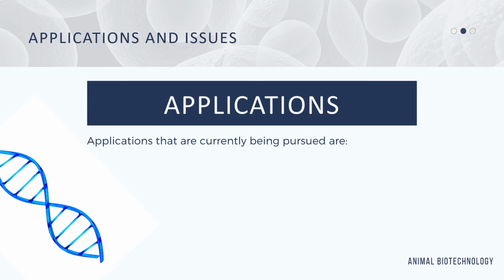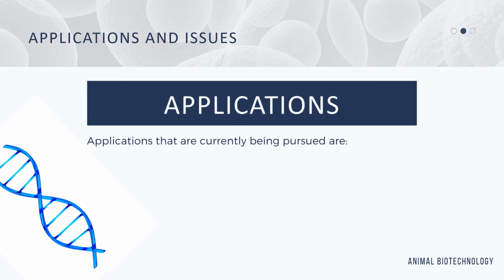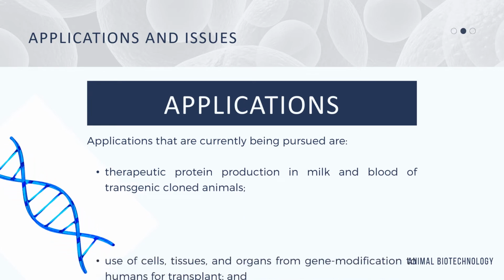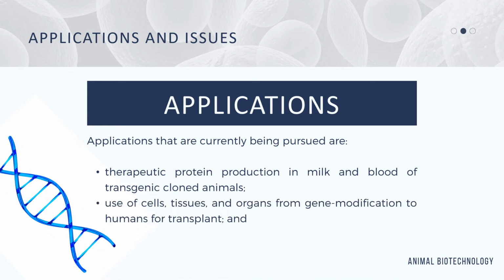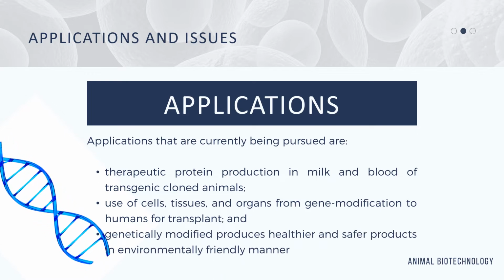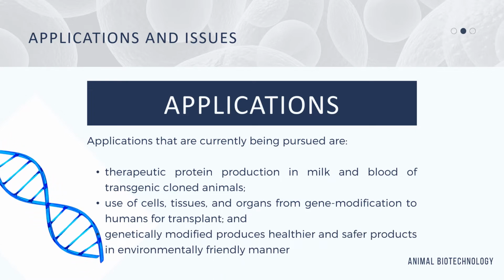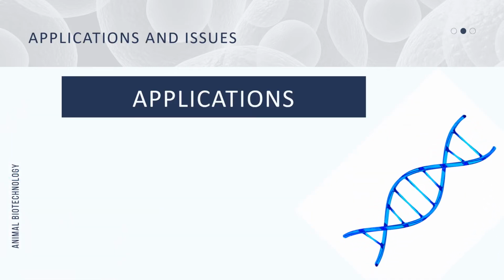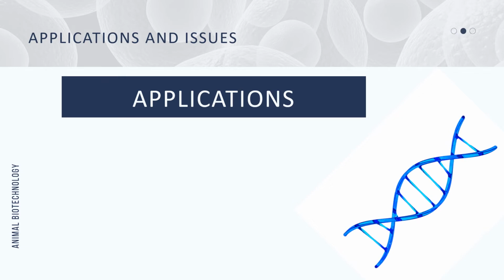To better understand the operation of animal biotechnology, we will be discussing some applications and issues of it. Here is what we will briefly discuss for its application: the protein property benefits of transgenic cloned animals, gene modification for human transplant, benefits of genetically modified products, and the possibility of transplantation of animal organs into humans. Here are the applications of animal biotechnology.